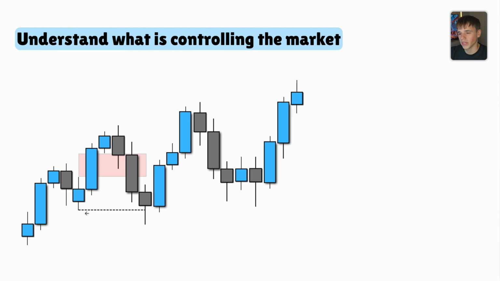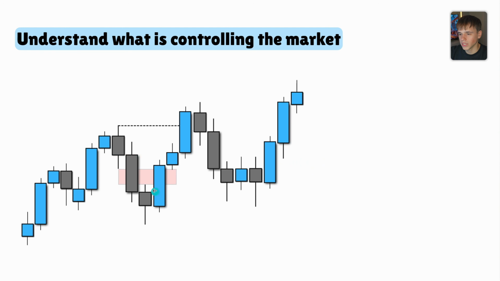Now a new term, liquidity. Liquidity is simply every single high and every single low in the market. So this one right here is liquidity, this low is liquidity, this high is liquidity, and then this low right here is liquidity. Absolutely every single high and low in the market is liquidity. And I'm going to show you how we can know whether it's good liquidity or bad liquidity, and that's going to be used with an indicator.